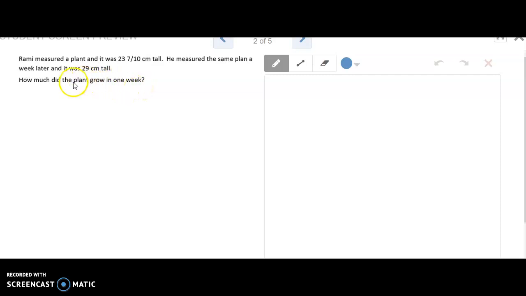Okay, so this is also important. It wants us to find out how much the plant grew. So if it started out at 23 and 7/10 centimeters tall, and it ended up at 29 centimeters tall, I have to find the difference between the two. And the word difference should tell you that we're going to subtract to solve this problem. So let's set up an expression over here. 29, that's what it ended up the week later. We're going to take away the 23 and 7/10 centimeters from the 29 centimeters, and that will answer our question of how much the plant grew in 1 week.